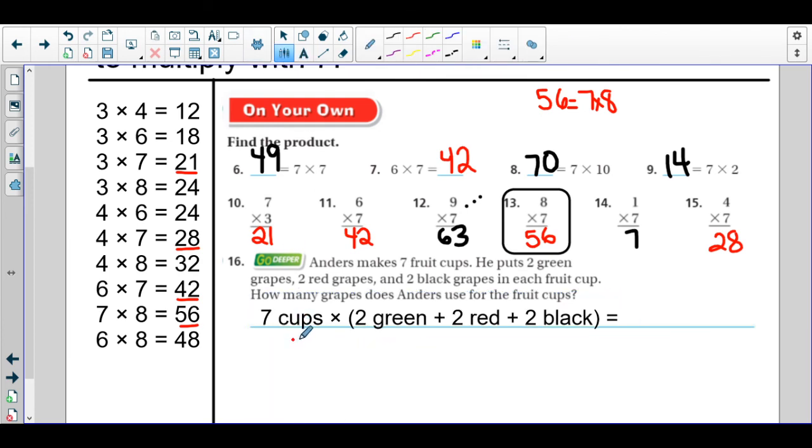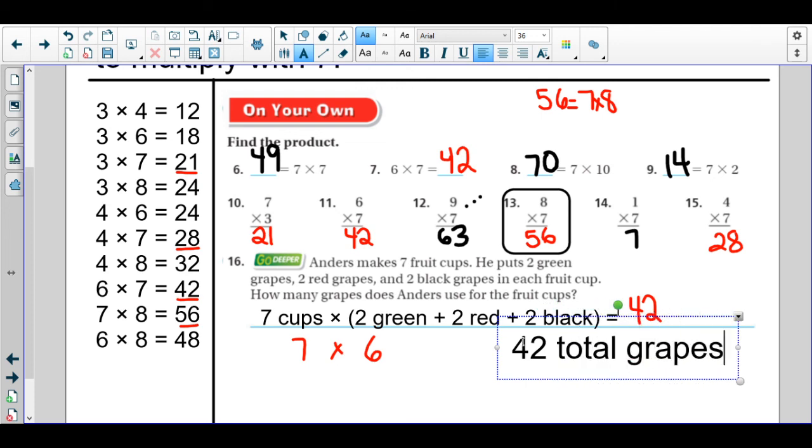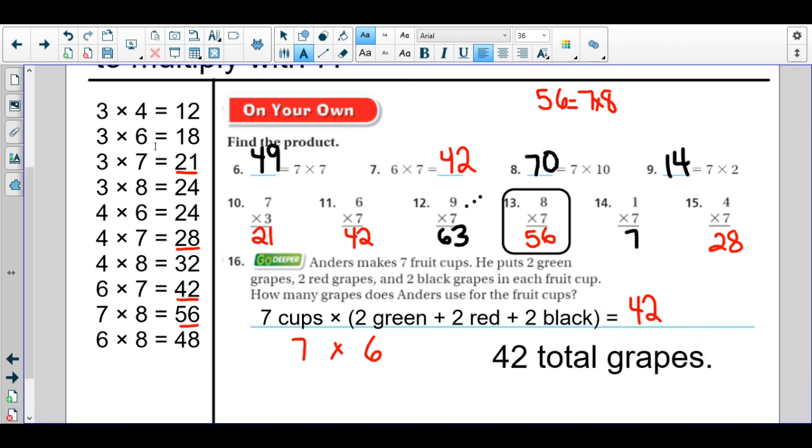Well, 7 times 2, 4, 6. He's going to need 42 grapes total. So 42 total grapes. All right, and there you have it. Again, I think if we just focus here on these 10, find ways to memorize them, you'll be off to the races and feeling comfortable with multiplication with no problem at all.